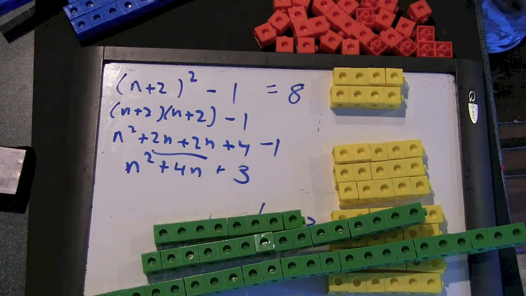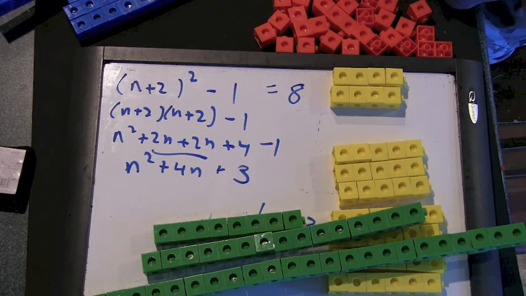Yeah. So what were we missing? We were missing the 4n. And where did that 4n come from? Came from the n plus 2 squared. Okay. Where specifically in the n plus 2 squared did it come from? Well, we had to multiply n times 2 and then plus n times 2. That's 2n. It's 2n. It's 4n.